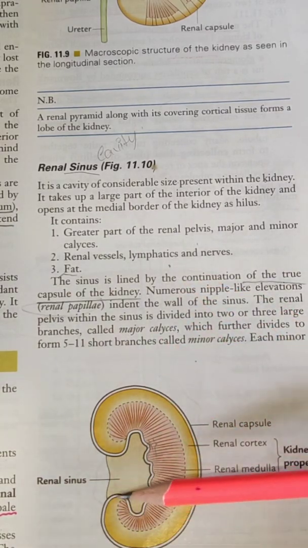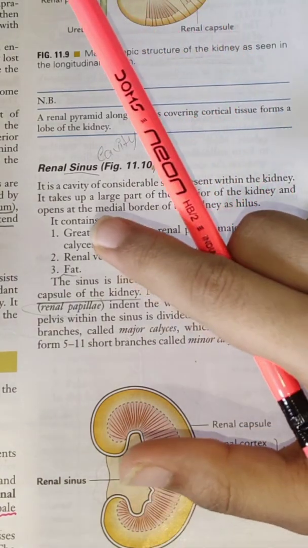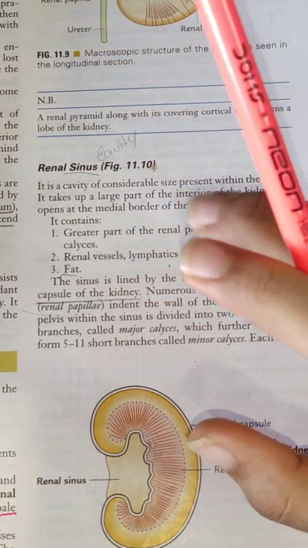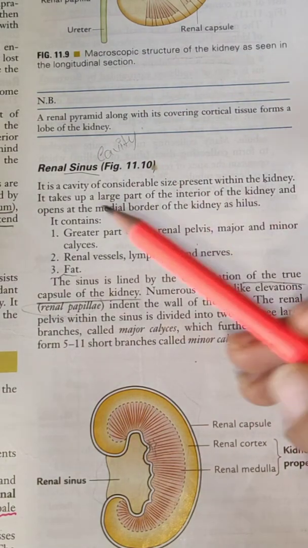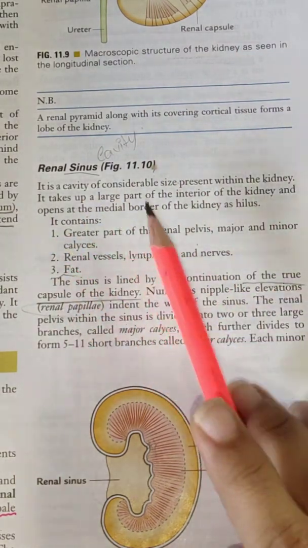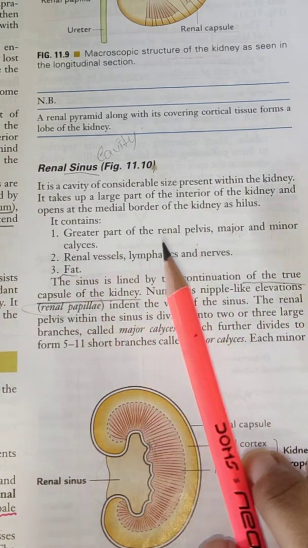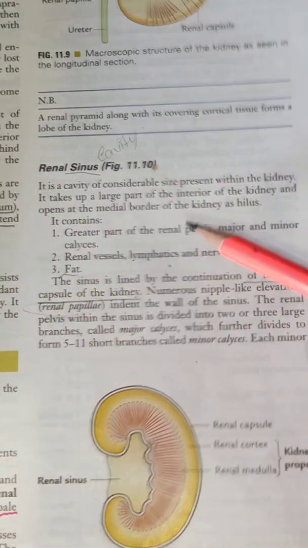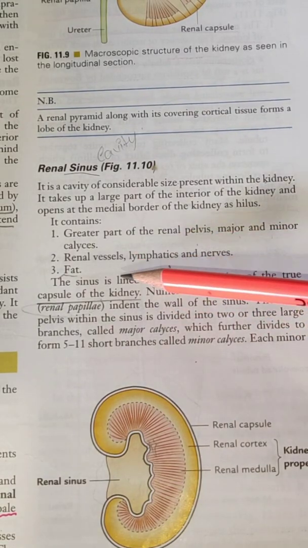The hilum mainly consists of the renal pelvis, major and minor calyces, renal vessels, some lymphatics, nerves and fat. All these are contents of the renal sinus. The sinus is lined by the continuation of the true capsule of the kidney.